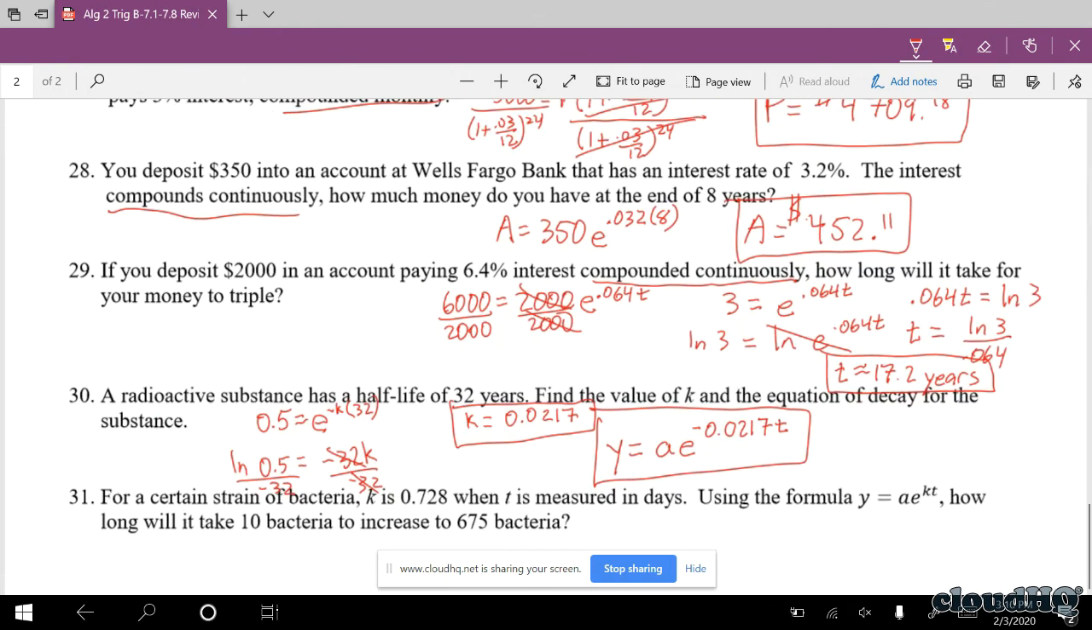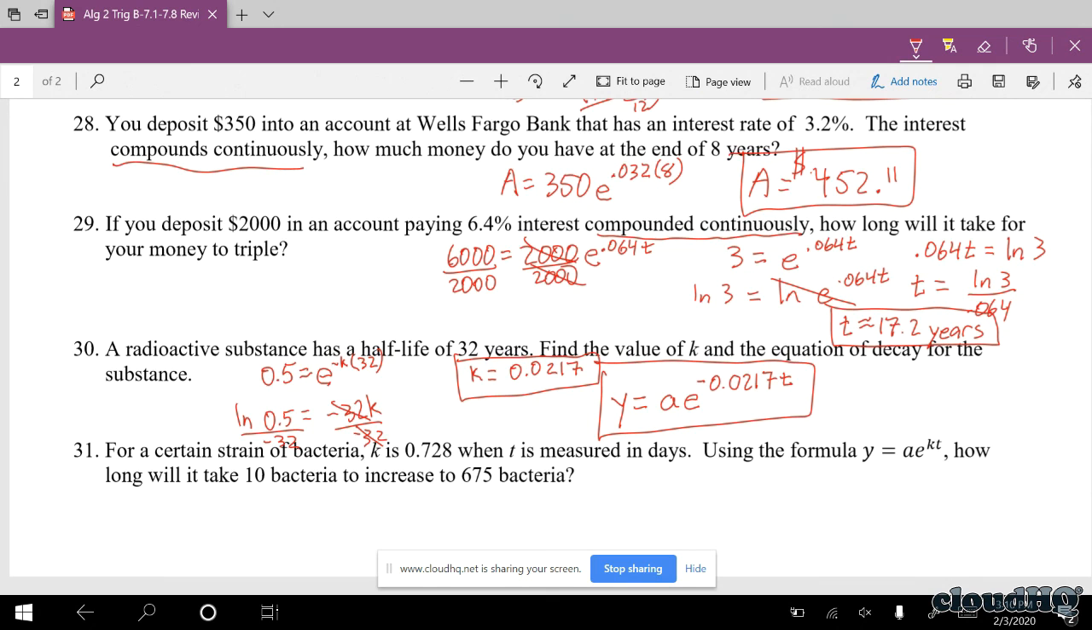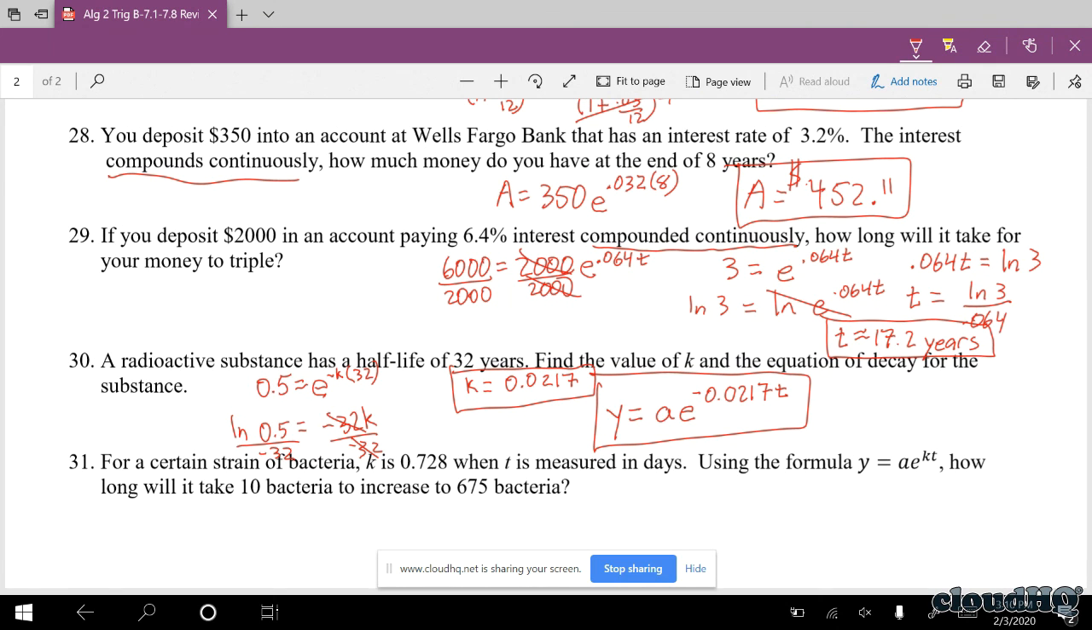And then lastly, I've got to figure out how to get some room to write. We know the K value. They give us the formula. We want to start with 10. We want to end up with 675. 0.728. And we're trying to figure out how much time. And T is the number of days.